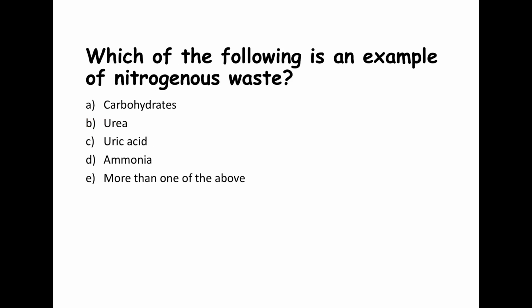All right, which of the following is an example of nitrogenous waste? We have carbohydrates, urea, uric acid, ammonia, more than one of the above. Well, hopefully you would have picked more than one of the above, because urea, uric acid, and ammonia are all nitrogenous wastes that are produced in our body. It could be produced by ingestion of food, like high levels of proteins will cause that, or even metabolic things that go on in our system.